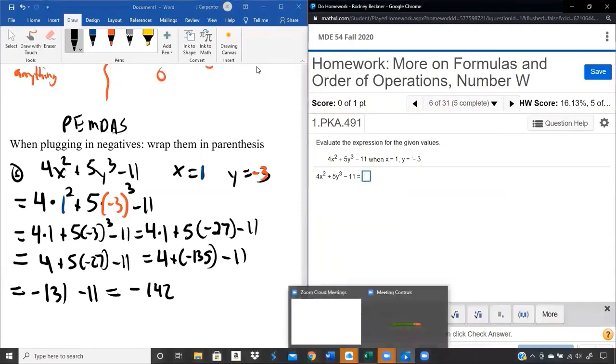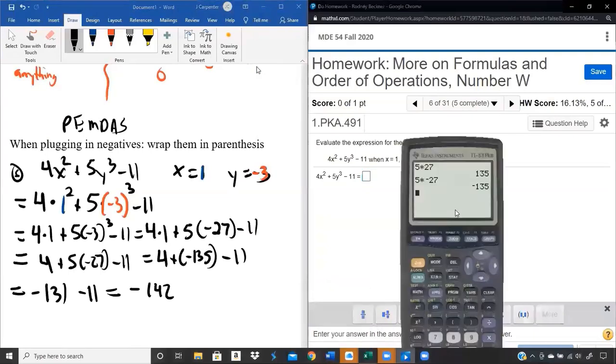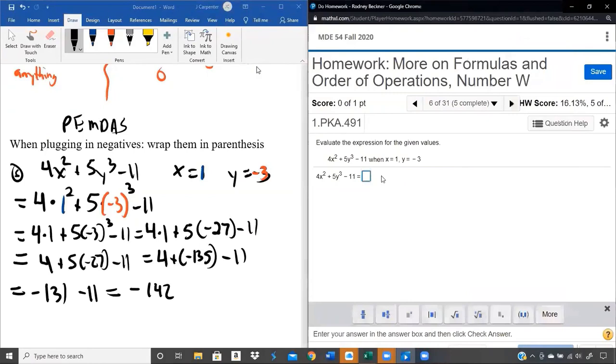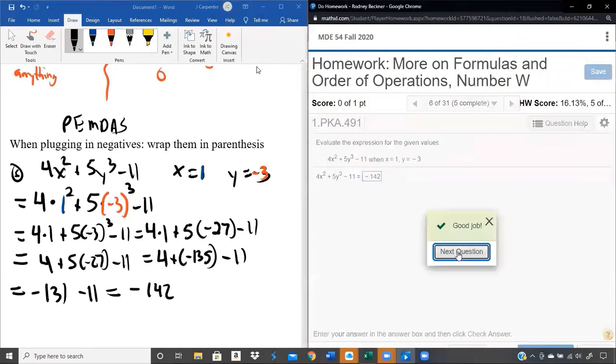In fact, let's use our calculator to confirm it before we even put it in. Maybe we're just scared. So the 4x squared, that would be 4 times 1 squared, then plus 5 times the y cubed. Now, I have to wrap that in parentheses because of the negative and to make sure that the cube is applied to the negative as well. Then the minus 11. Let's see. Negative 142, we got negative 142 here. Sounds pretty good. So I think this will be right. How about that? It is.